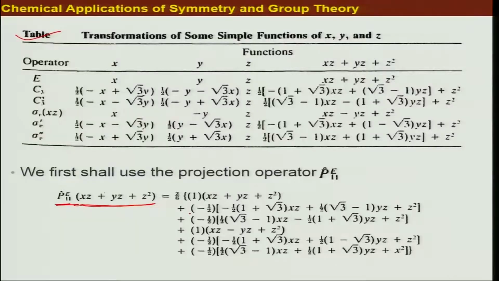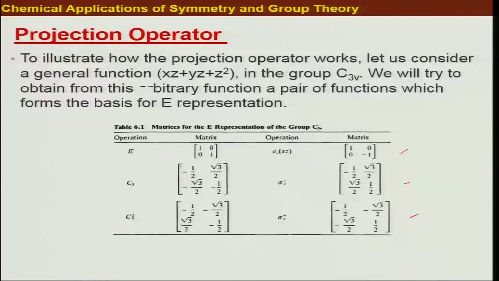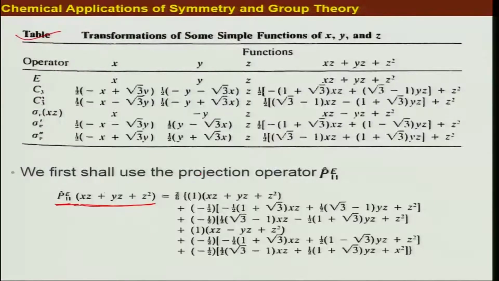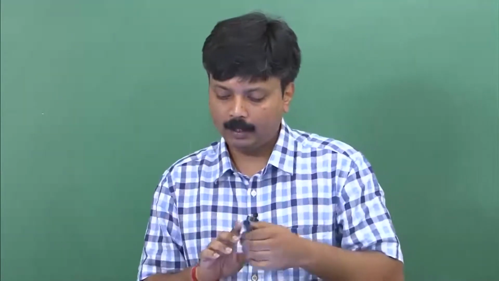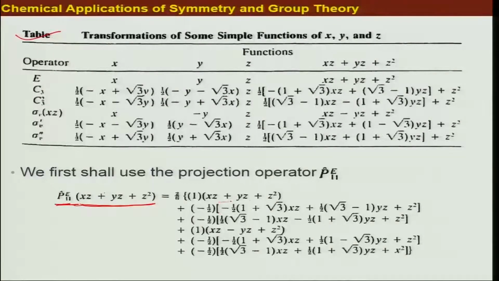So coming back, first we have to find out the 1 1 element for the C3 operation. Let's quickly go back to this one, and for C3 the 1 1 element is minus half. Looking at this, yes, we are first multiplying by minus half, and then it will be multiplied by the resultant of the operation of C3 onto the function xz plus yz plus z square, and this particular term given here can be found over here. You can see that is this particular part.